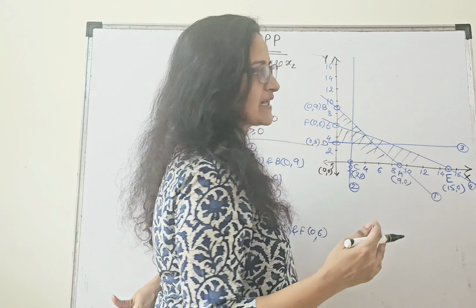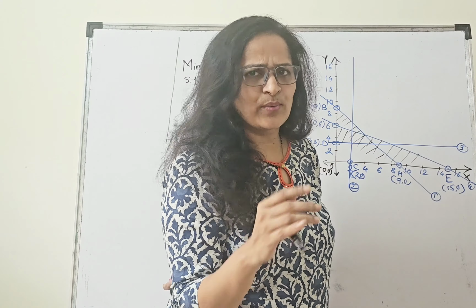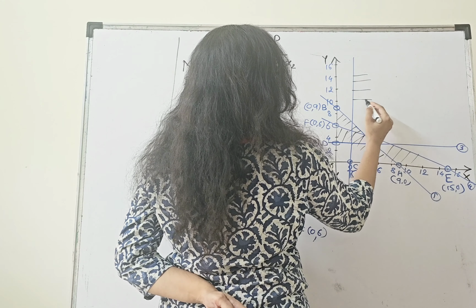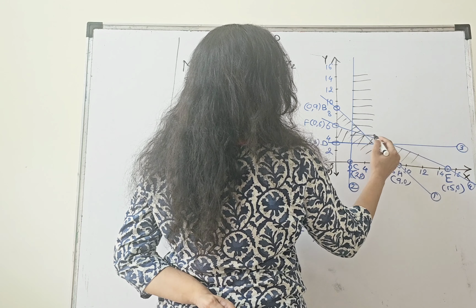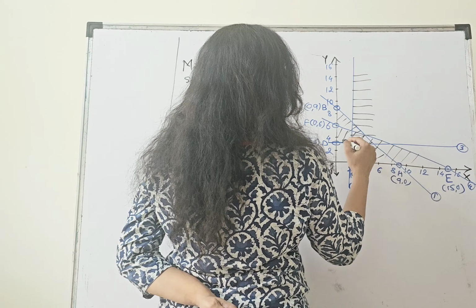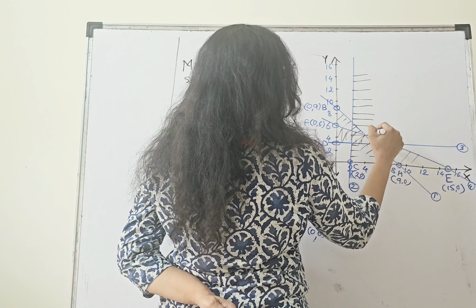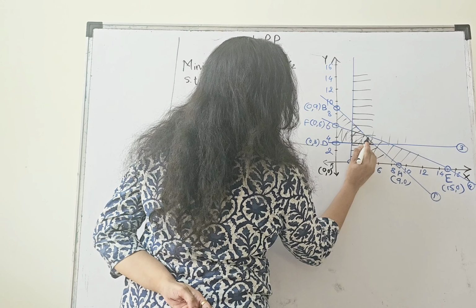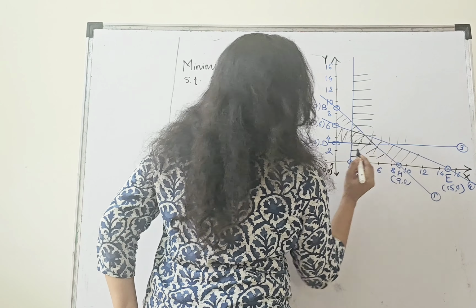See, after practice you would be able to identify it very quickly and easily, right? But for beginners I am showing it this way. Now this line is away from the origin, so I am moving away from the origin. This line is also away from the origin, so I am moving again away from the origin. So if you see, this is the common region, correct? It's known as the feasible region.